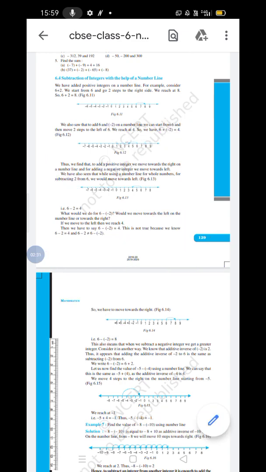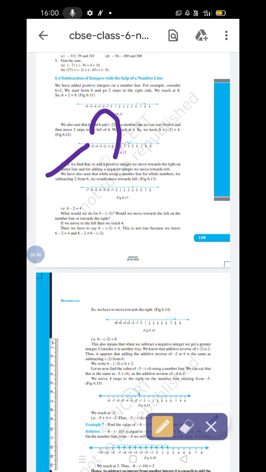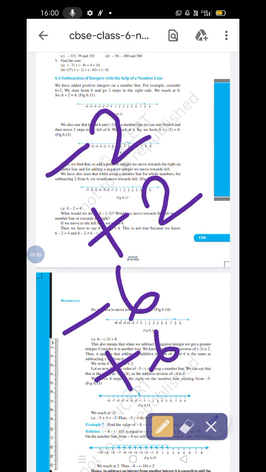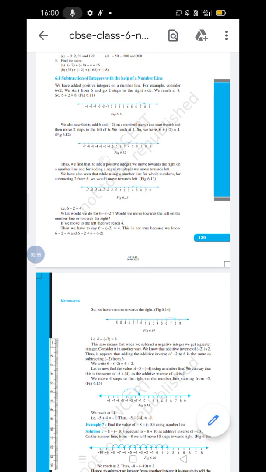This also means that when we subtract a negative integer, we get a greater integer. Let us consider it in another way. We know the additive inverse: the additive inverse of minus 2 is plus 2, and of minus 6 is plus 6.